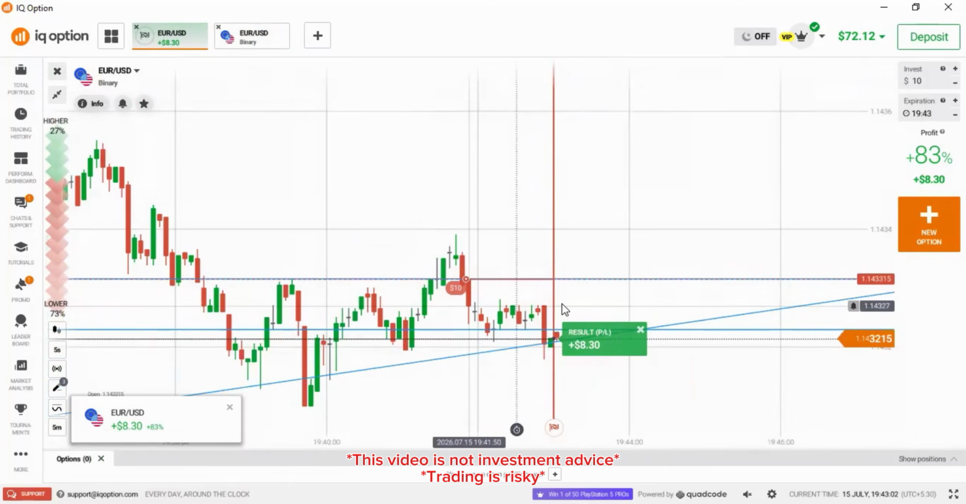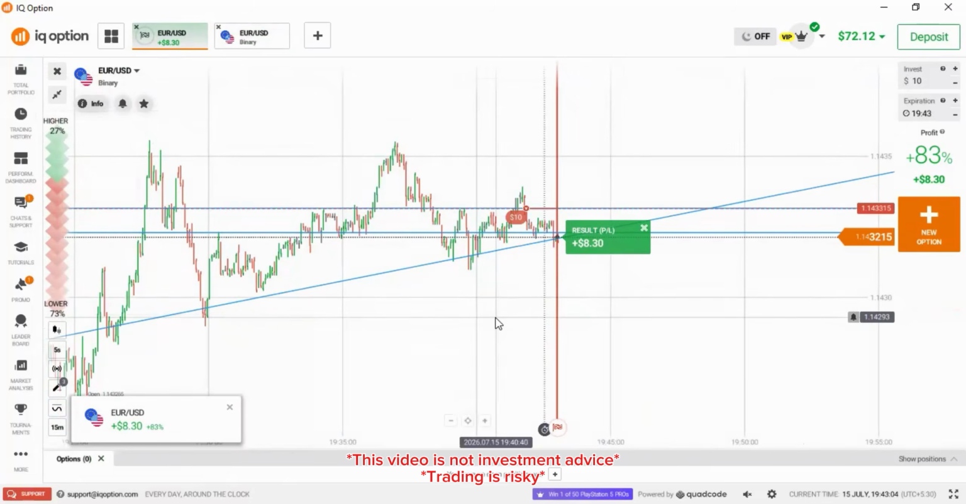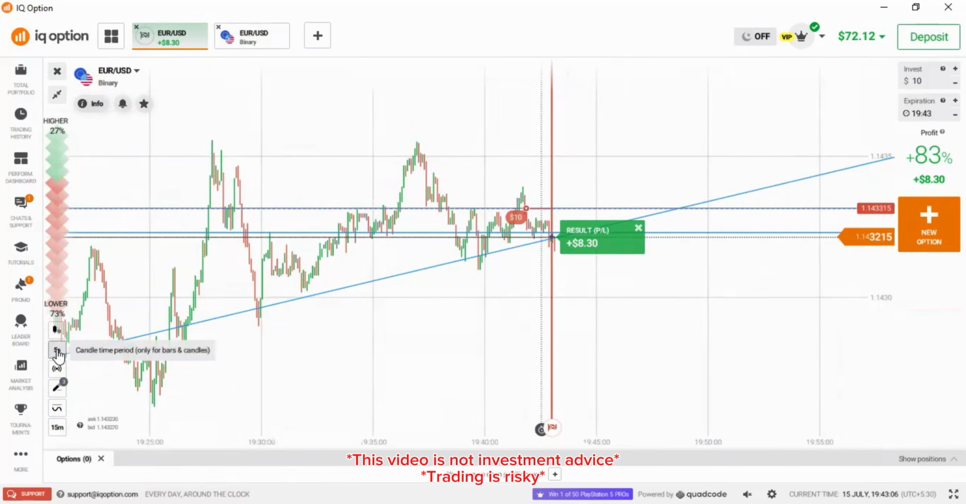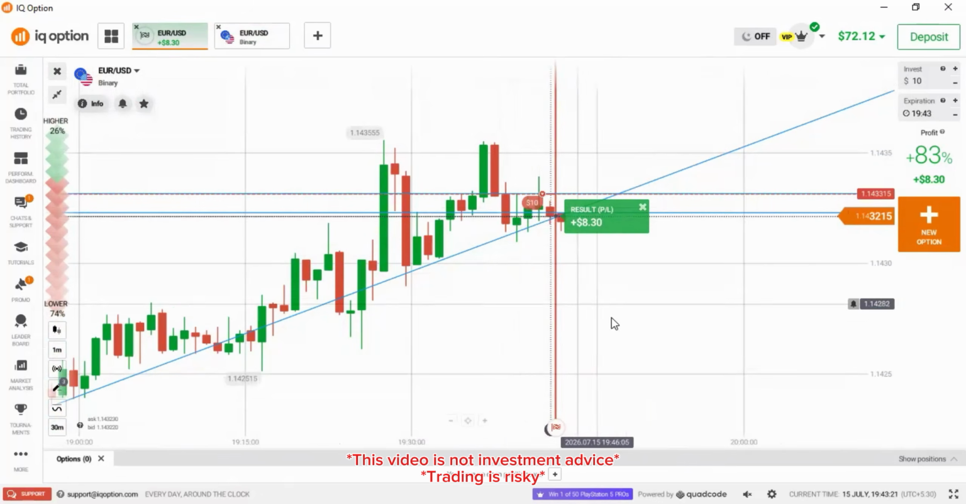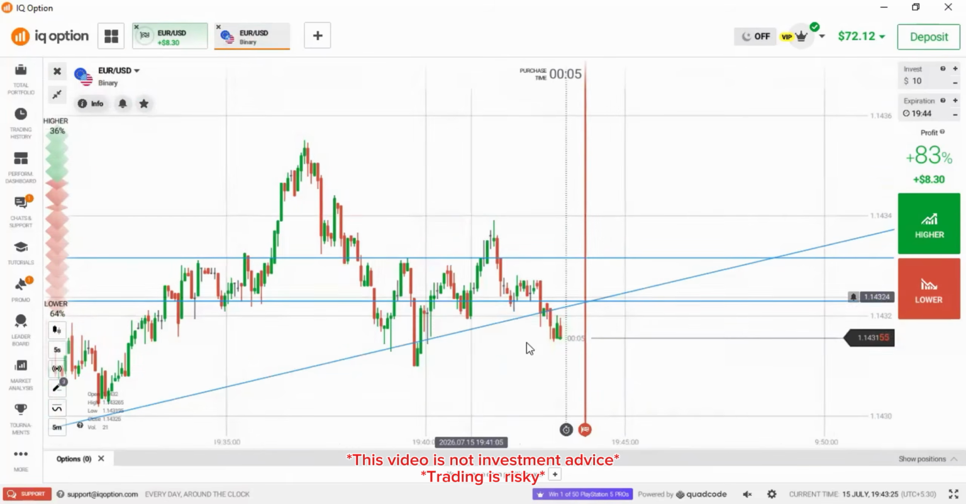Okay. So this is a winning trade. So it is an order block candle. It broke this level and it is rejecting continuously from the same point, which means the market is getting support here. That's why I placed my trade here, a lower option trade.